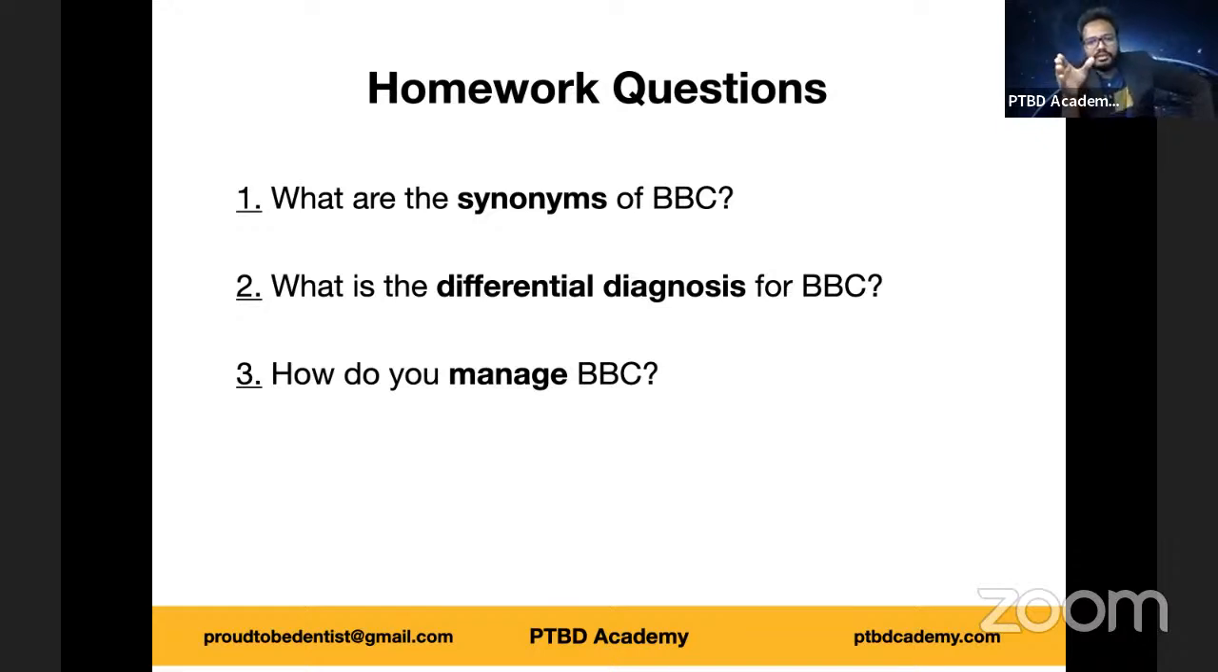Previously, we mentioned something called dentigerous cyst as one of the options. And in fact, it can be differentiated through radiographic appearance, through tilting, and what are other differential diagnoses? And how do you differentiate them from BBC? And finally, how do you manage buccal bifurcation cyst?